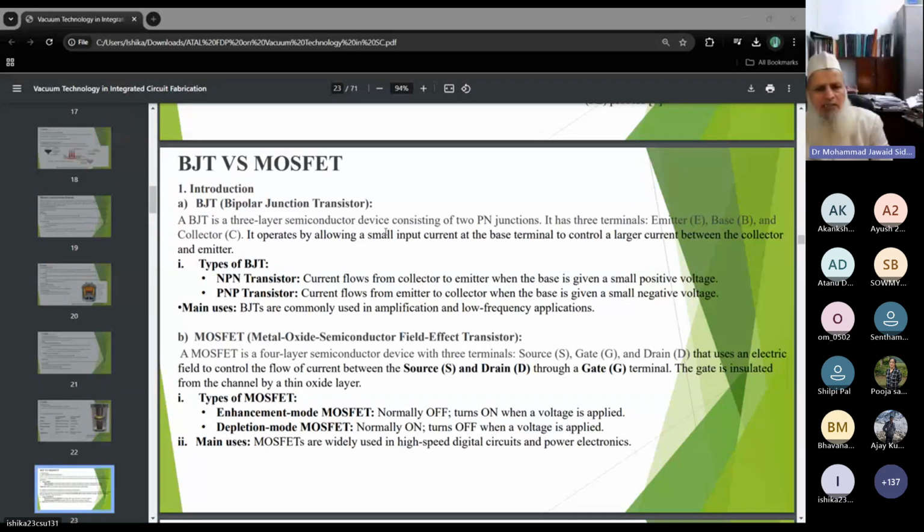So a BJT is a three-layer semiconductor device consisting of two PN junctions. It has three terminals: emitter, base, collector. Most of you know about the BJT and MOSFET, so I'm just skipping it. Please go to the next slide.